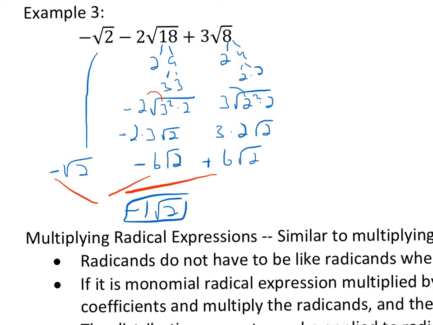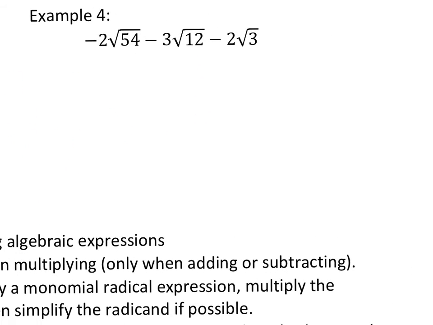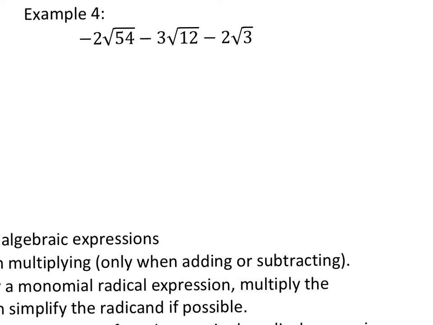Let's look again at another question that has to deal with this simplification need. All right, so if we look at 54, we see that's 2 and 27, which is 3 and 9, which is 3 and 3. So this is the same as negative 2 root of 3 squared times 2 times 3. Again, I can take out the 3 squared as a 3, which gives me a negative 6, and on the inside, 2 times 3 is 6.